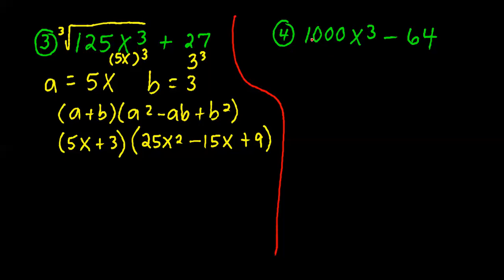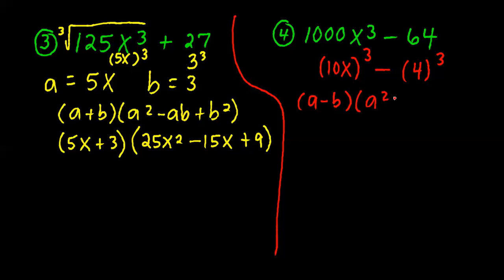Here I've got 1000x cubed, which is the same as 10x cubed. And 64 is the same as 4 cubed. I'm going to plug this all into the prior formula, which was a minus b times a squared plus ab plus b squared. Okay, just going to leave it there. You wouldn't normally write this down each time, but for the purposes of this video, I'm going to do that. Okay, I'm going to plug in 10x for my a and 4 for my b.